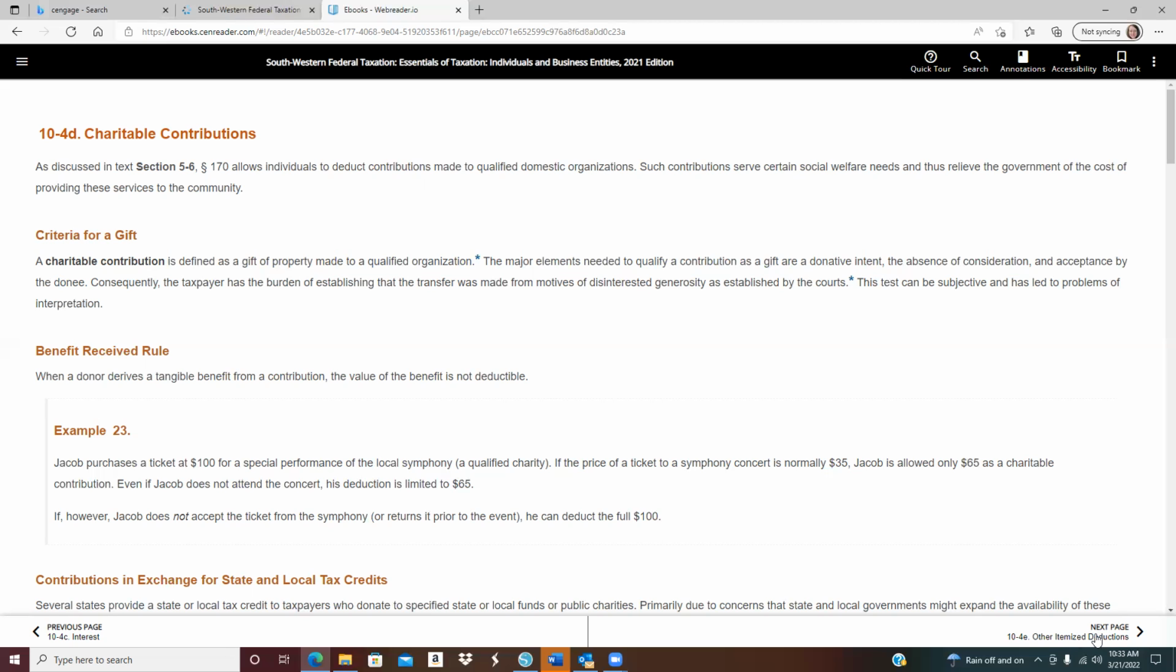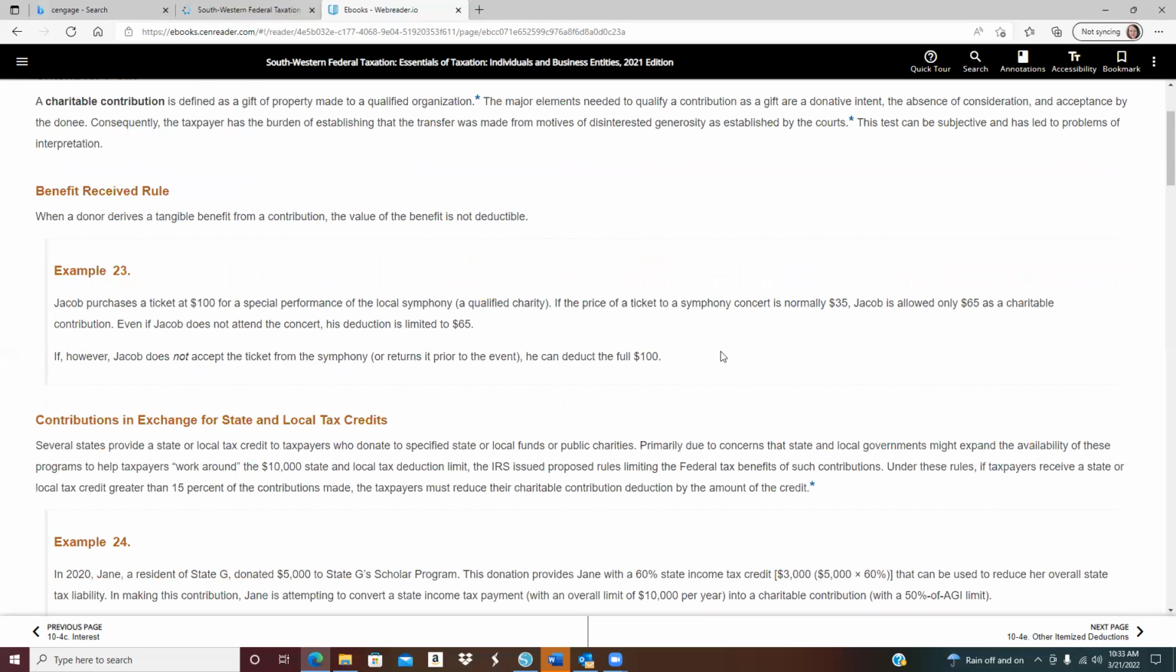The taxpayer has the burden of establishing that the transfer was made from motives of generosity. There have been situations that have led to mutual benefit for a contribution. The value of the benefit is not deductible. So if you receive any kind of benefit from the contribution, it's not deductible. Also, a state or local tax credit to a taxpayer who donates: due to concerns that state and local governments might expand the availability of these programs to help taxpayers work around the $10,000 state and local tax deduction limit, the benefit is not a contribution.